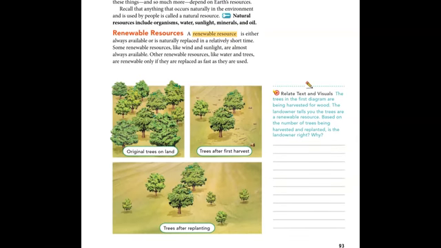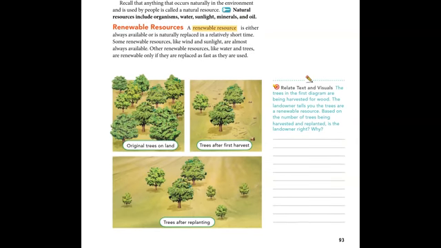So down here we have a picture. Let me scroll. It says the trees in the first diagram are being harvested for wood. The landowner tells you that the trees are a renewable resource. Based on the number of trees being harvested and replanted, is the landowner right? So our first picture is the original trees on land. We've got maybe 10, I don't know, I didn't count them. The second picture, we have our first harvest. So they chopped down 70% of those trees. We've got 3 left. And then after replanting, it looks like we have maybe 7 trees. So is the landowner correct in saying that it's a renewable resource?